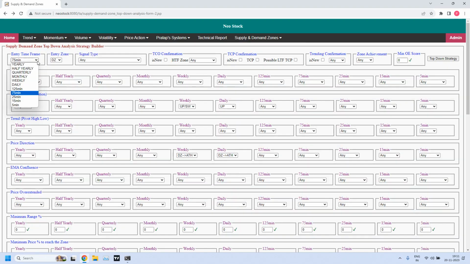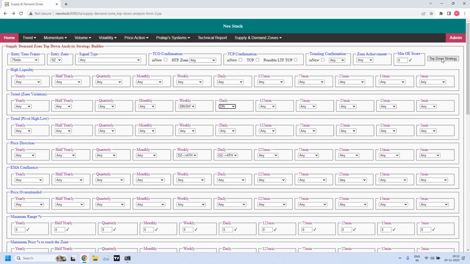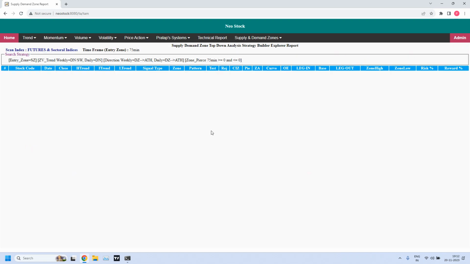So entry time frame is 75 minutes. Because it is a bearish setup, you should select supply zone. And the weekly trend should be, for bearish setup, either downtrend or sideways. And daily should be downtrend. And P/S count is already we said 0, 0. So no stocks are available for bearish setup.